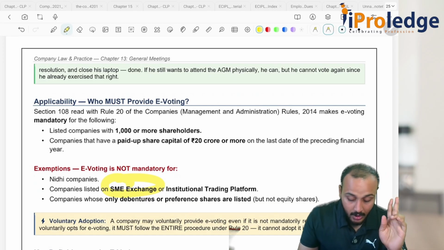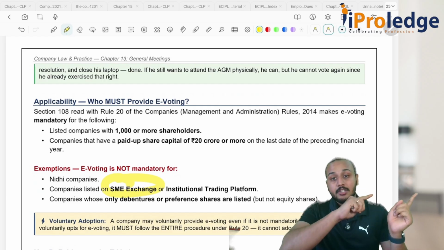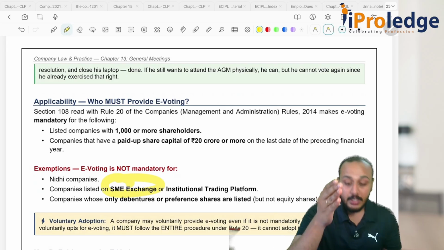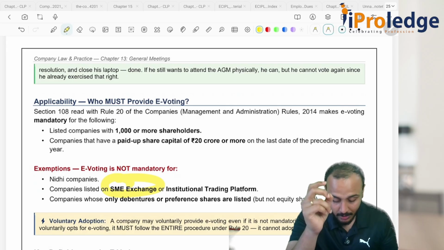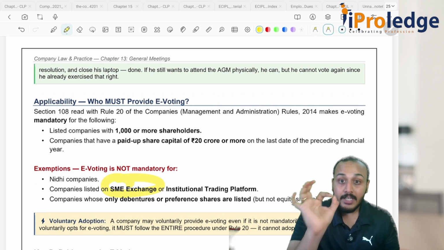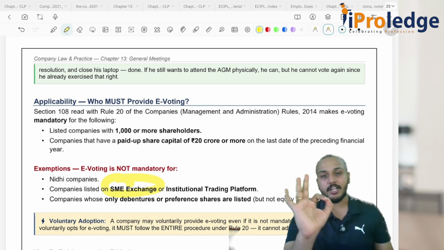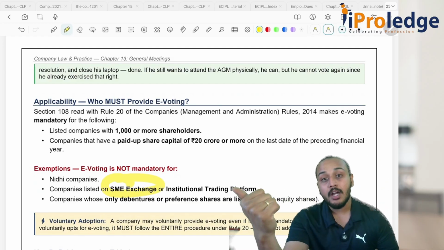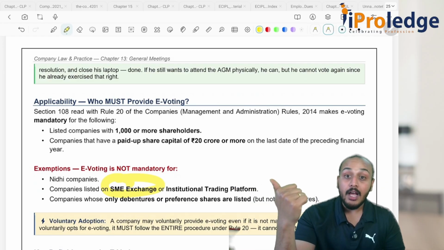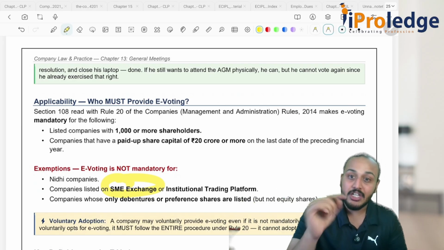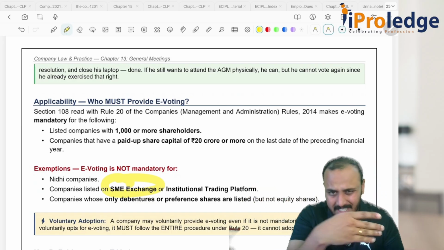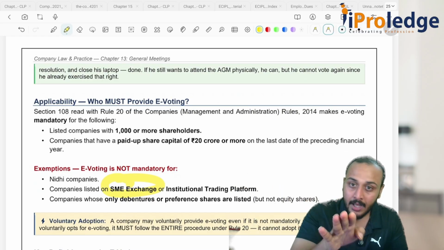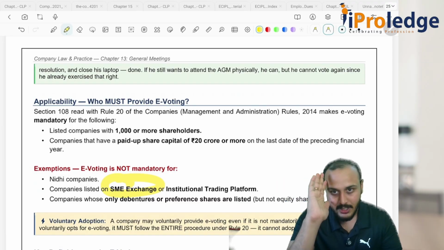Then the second thing: companies listed on the main board, that is the National Stock Exchange and Bombay Stock Exchange. Here, only those companies that have issued equity shares have to provide the e-voting facility. If they have listed preference shares or debentures on NSE or BSE, they may or may not provide the e-voting facility.